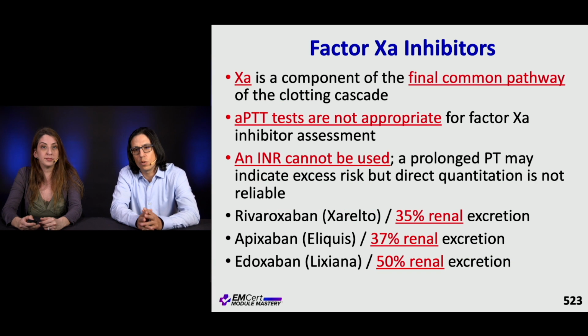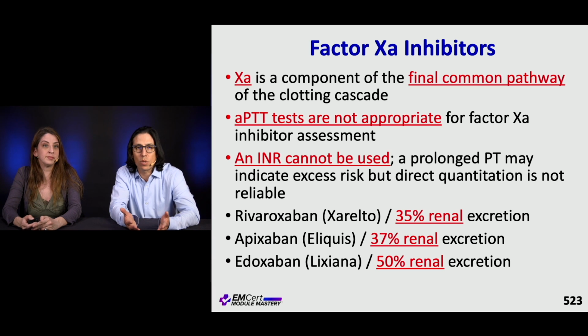And I think, prescribing for dabigatran and direct thrombin inhibitors, I think, has mostly gone down, and prescriptions now are being written more and more for factor 10A inhibitors. Factor 10A is a component of the final common pathway of the clotting cascade. You really can't use APTT tests to determine in any quantitative way whether a factor 10A inhibitor is present.